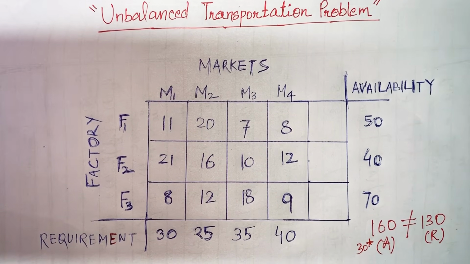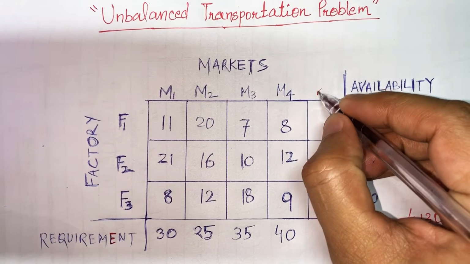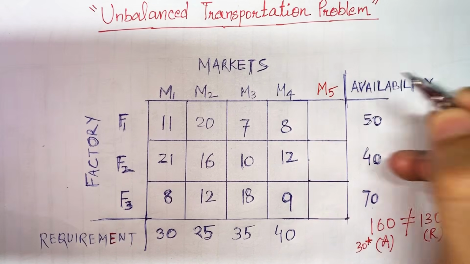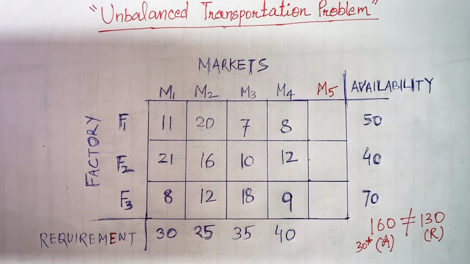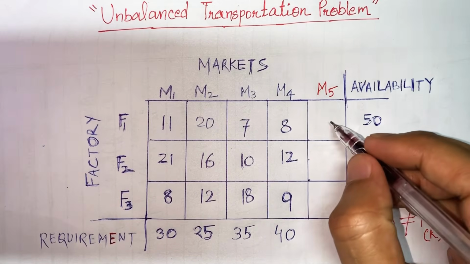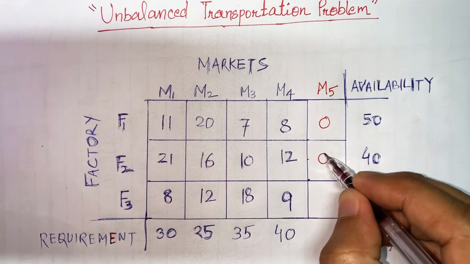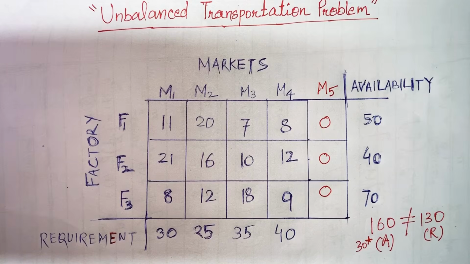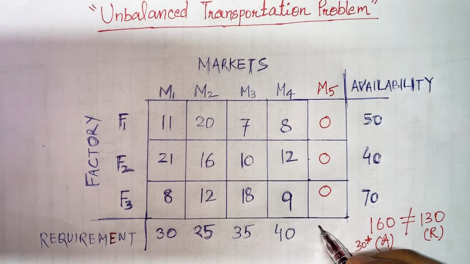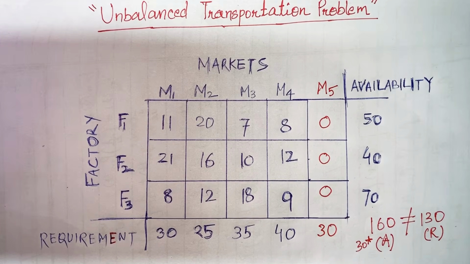So if the surplus is there with the availability, what I'm going to do is create a dummy market, which I'm going to call M5. I'm going to create a dummy market with the transportation cost equal to 0, and I'm going to credit the surplus supply to this market's requirement. Now if you look at the overall requirement, that is also 160, and the supply is also 160, so I balanced it.